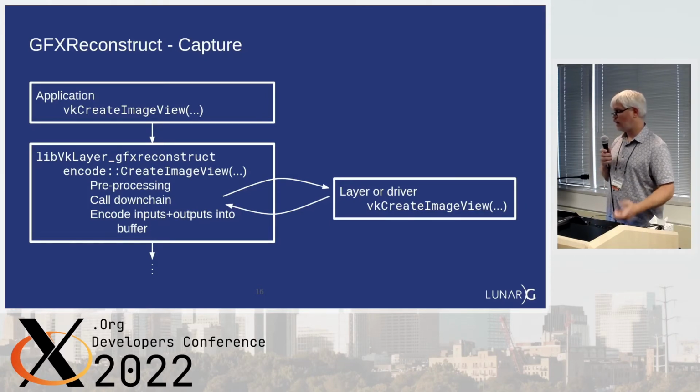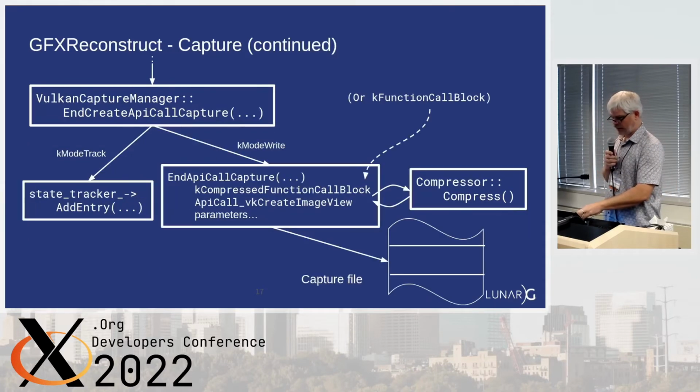But what we do in our function is potential preprocessing. Then we call down chain, and that means call the next level down, which could be a layer or a driver. Then we take the inputs and the outputs for that function, which may or may not have been successful, and encode them into a buffer. What we do with that buffer then is pass it off to the Vulkan Capture Manager to do something with it.